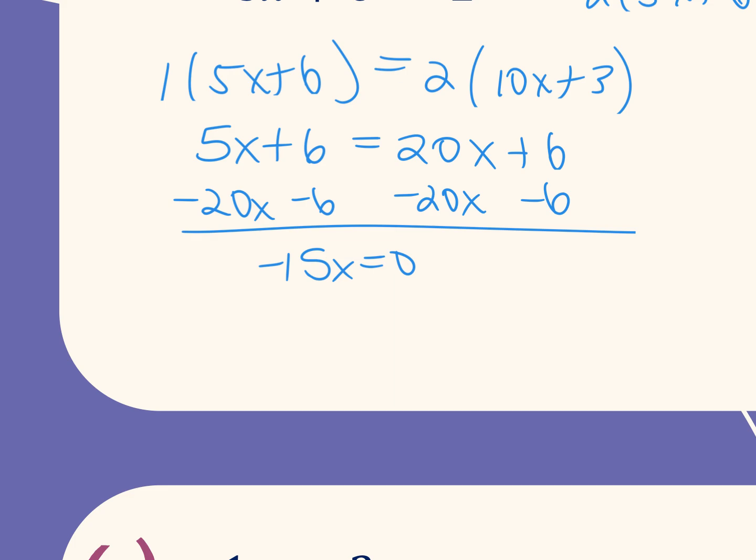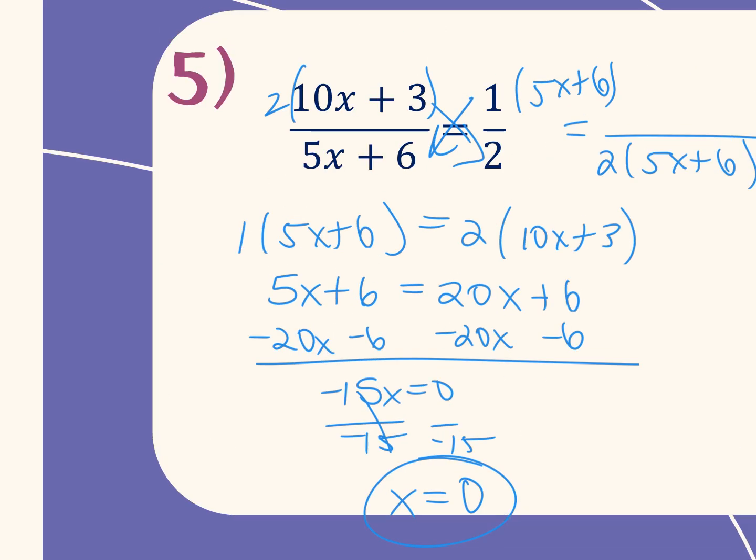Can you solve this equation? Yes, divide both sides by negative 15. What's x equal? 0. Is that an okay answer? Yes, you just cannot have 0 in the denominator. Think about this. If I plug 0 in here and 0 here, does 3/6 equal 1/2? Yes, so it makes your equation true.